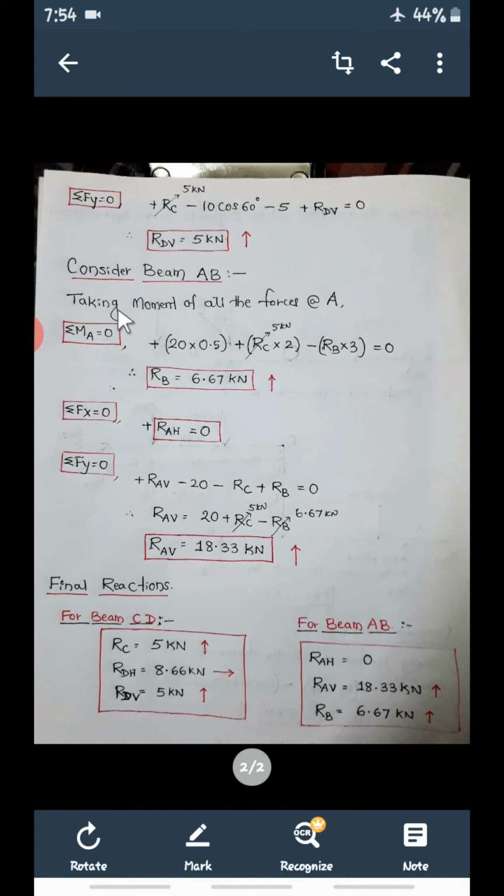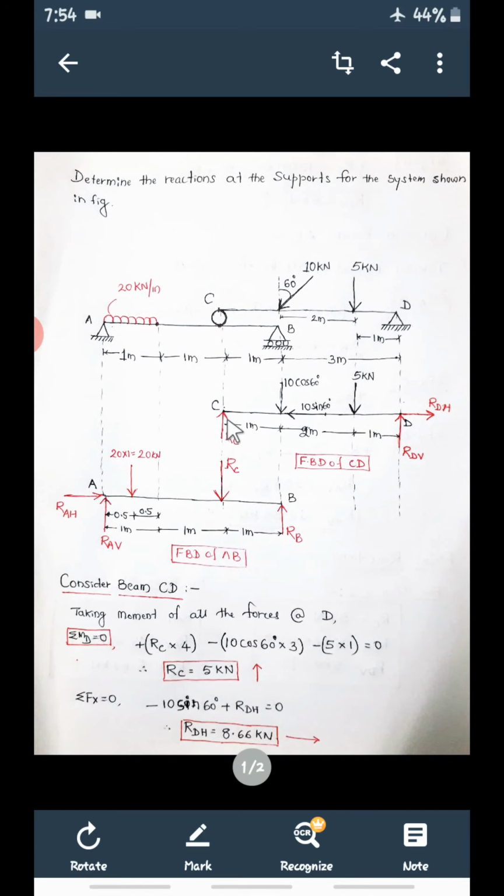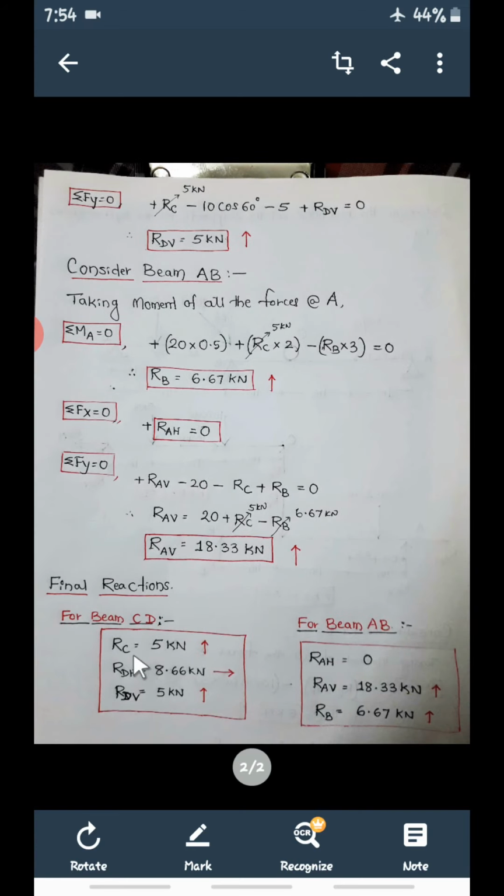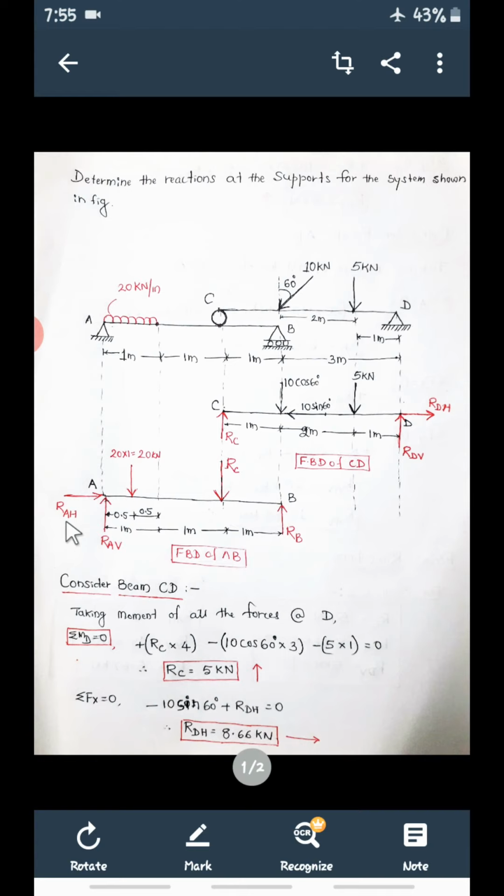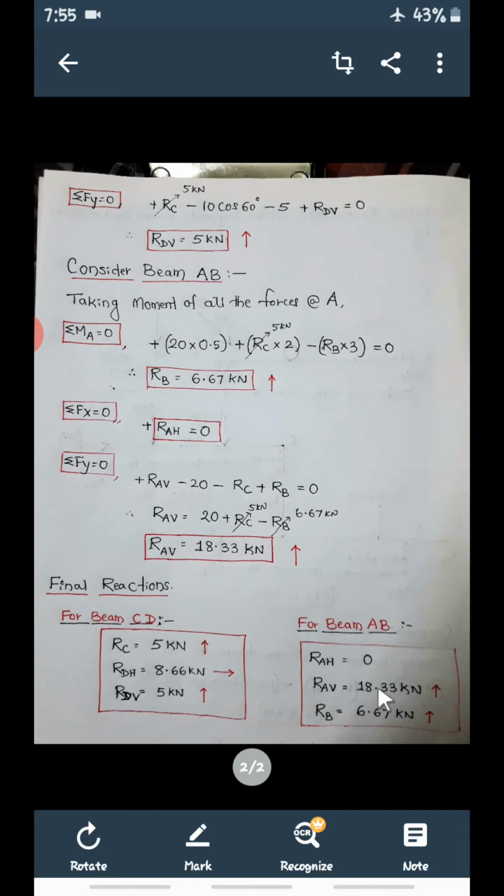So for each beam we have used 3 equations and found 3 unknowns. So finally you can write down the reactions. For beam CD, which we considered first, we have calculated RC, RDV and RDH. Similarly for beam AB, we have found RAH, RAV and RB. RAH is 0, RAV is 18.33 and RB is 6.67 kilonewton. So since there are 2 beams, we have found the reactions.